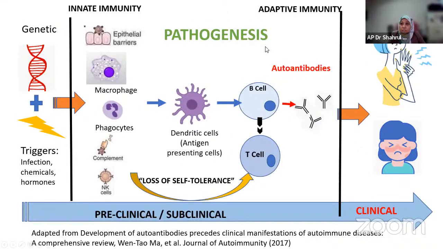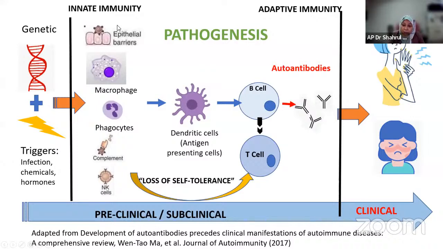To start off with the pathogenesis: of course, the pathogenesis of autoimmune disease is very complex, and most of it is still not well understood. So this is an oversimplified view of how autoantibodies are produced. It starts off with an individual who is genetically predisposed to autoimmunity. When this individual interacts with external or even internal triggers, the external ones commonly infection, which is very common, especially with the COVID pandemic, chemicals, and hormones, this interaction can induce dysregulation in the immune system.